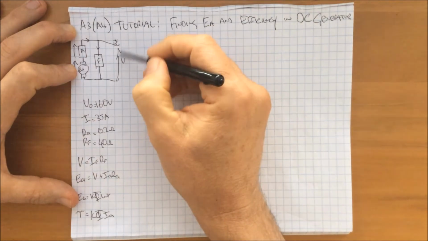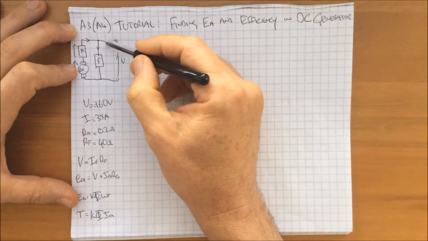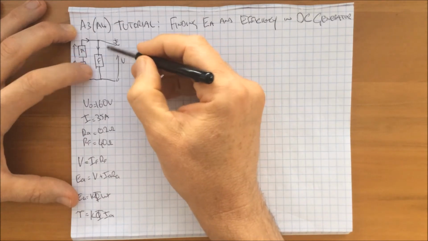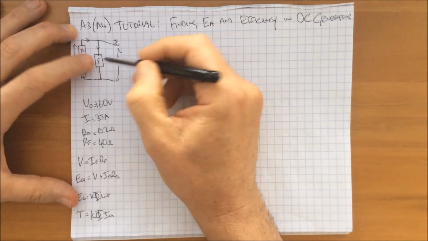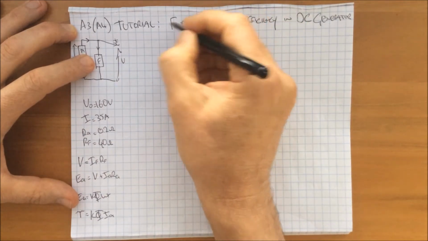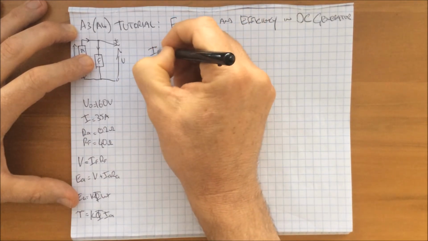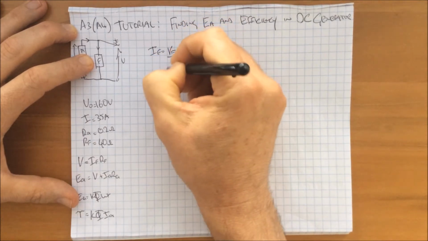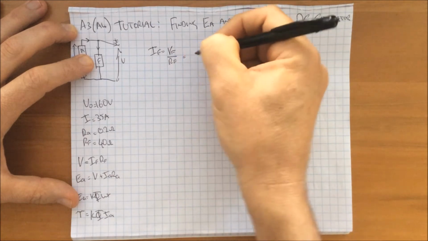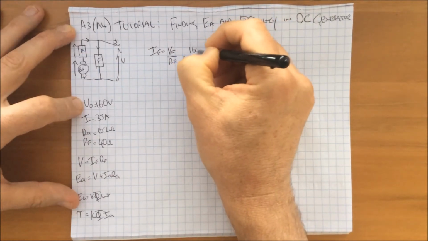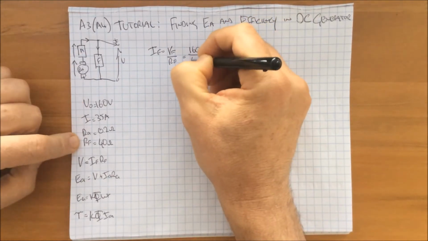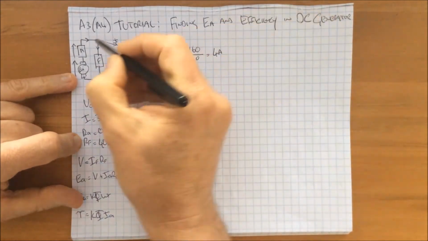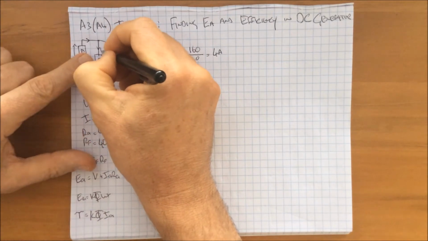We know the output voltage here, we know this current, and we know the value of this resistance. Because we know this voltage and this resistance, we can calculate the current flowing through here. So the current in the field will be the voltage over the field divided by the field resistance, which is 160 divided by 40, giving us 4 amps. So we have 4 amps flowing here.